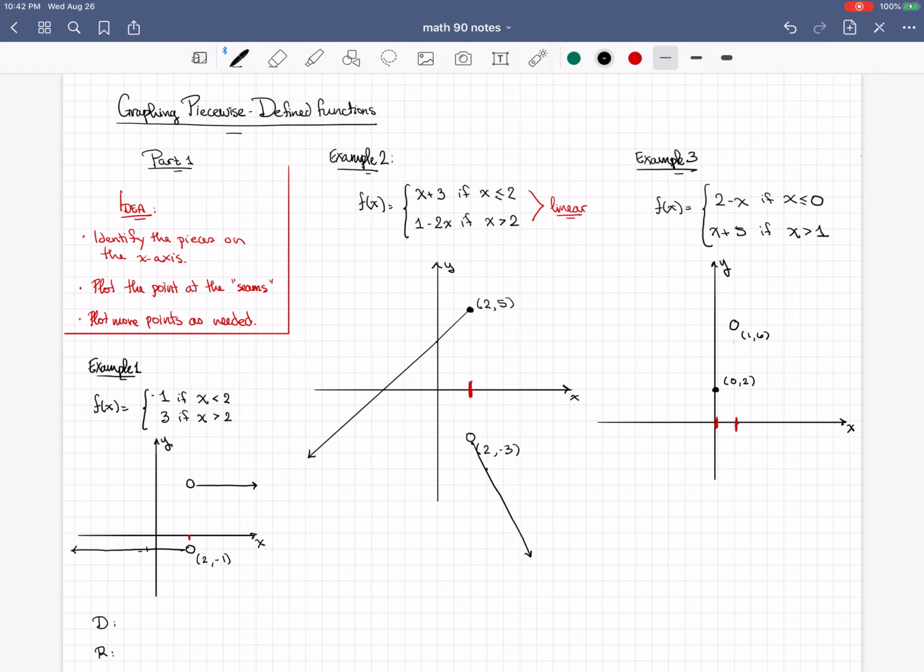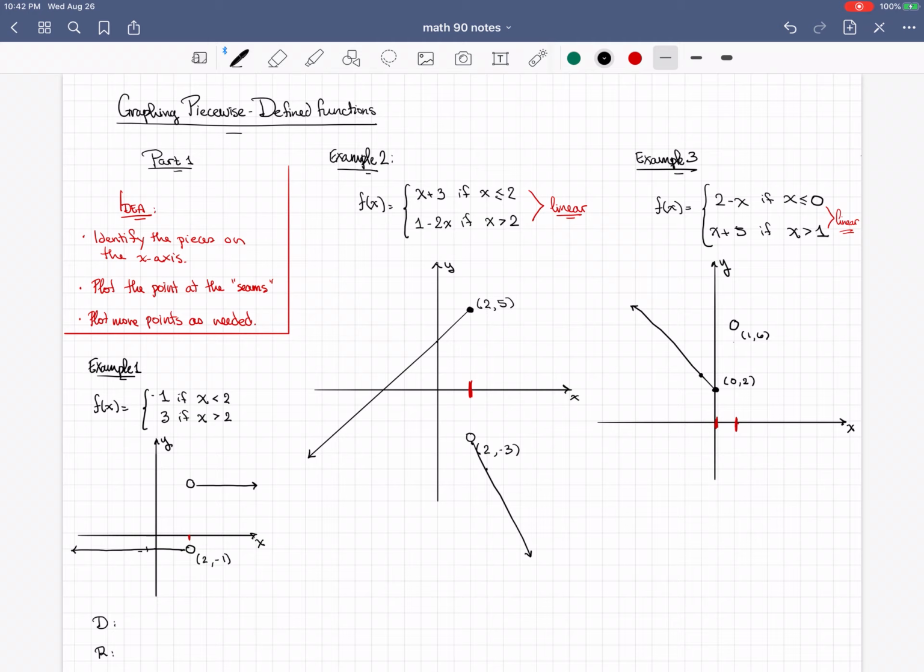Now we're in the plot more points as needed category. So for the top piece, 2 minus x, notice that again, both of these are linear. So I only need 2 points to graph them. So I need one other point from the top piece. I don't know, let's try -1. If x is -1, 2 minus x is 3. So now let's connect these 2 points. And there is that top piece.